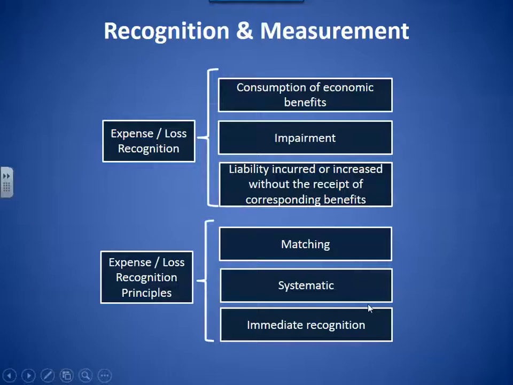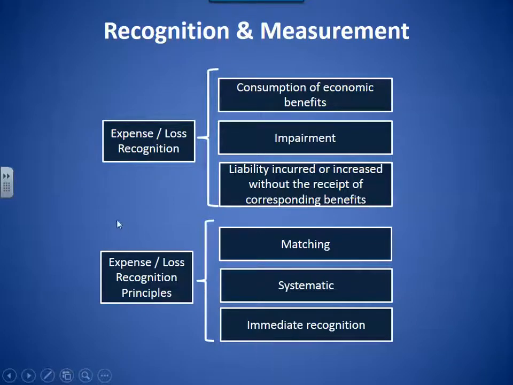Also, we have this concept called immediate recognition, and that typically applies when costs cannot be directly or not even feasibly related to specific revenues. The benefits of these costs are used up in the period in which they're typically incurred. And a good example of that would be such as utilities expense.